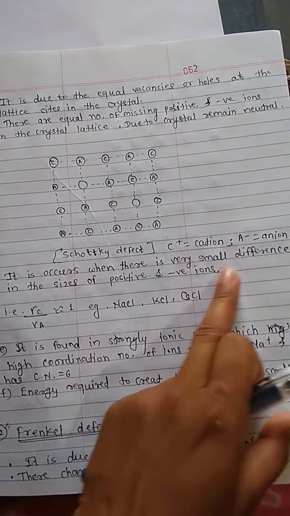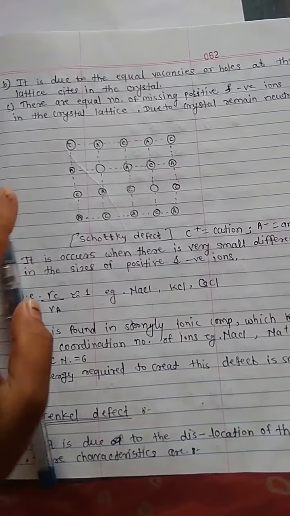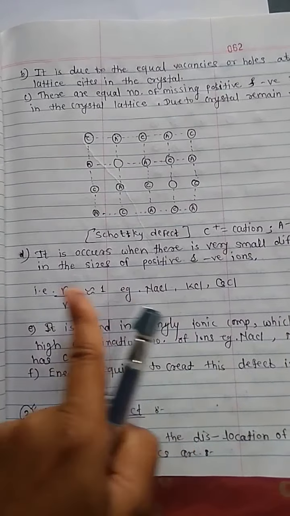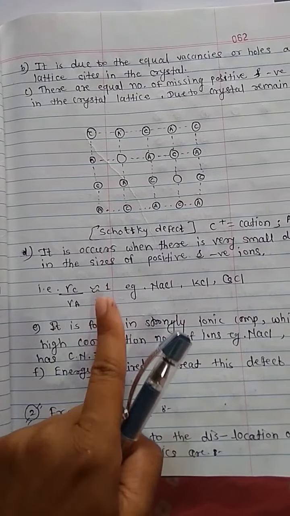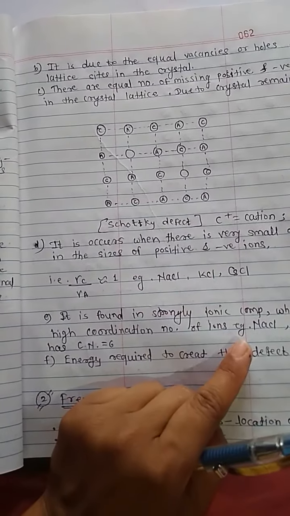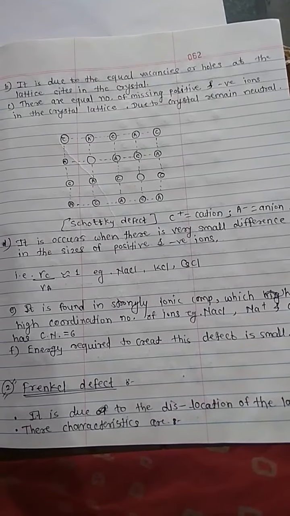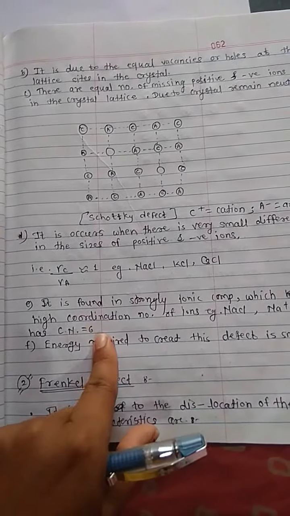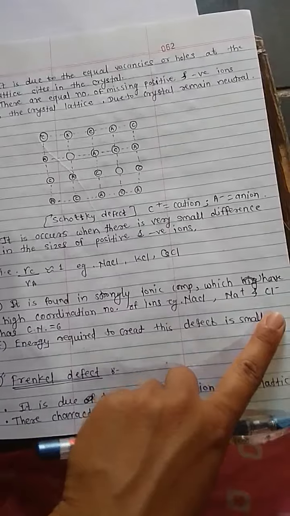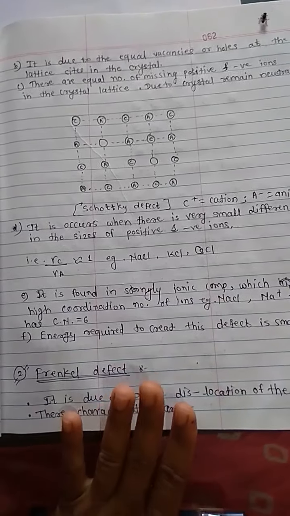It occurs when there is a very small difference in the size of the positive and negative ions, and this defect is observed with equal-sized cations and anions. Their cation to anion ratio is approximately equal to 1. Examples are NaCl, KCl. This defect is strongly observed in strongly ionic compounds with a higher coordination number. For example, the coordination number is 6, and the common example is NaCl, with Na plus and Cl minus ions. In this defective compound, the energy required is very small.